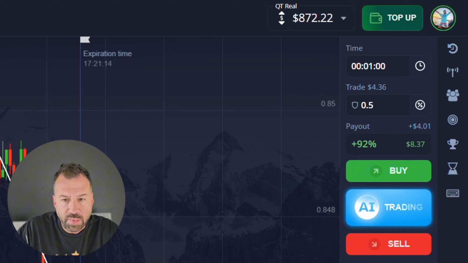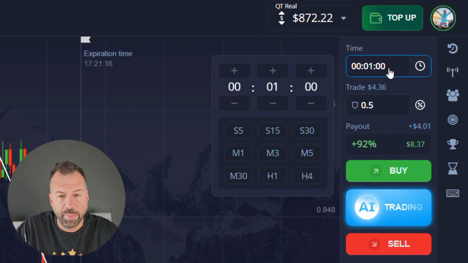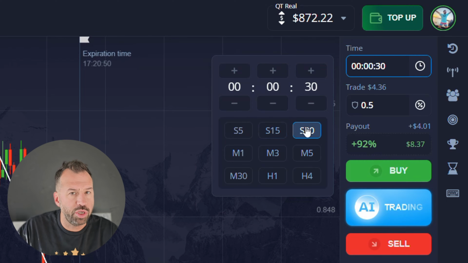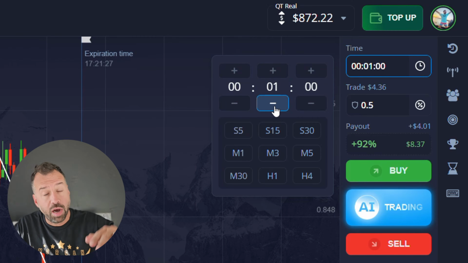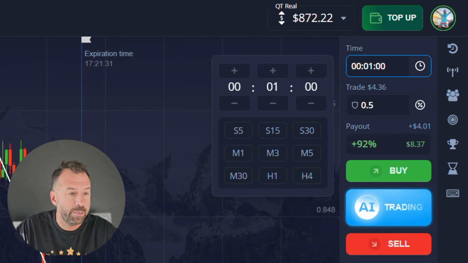Okay. And what I am on here is the 1 minute time frame. So M1, 1 minute. Sometimes I will use a 30-second. Sometimes I will use a 2 minute with this strategy, depending on how I feel or see that this is going to move.